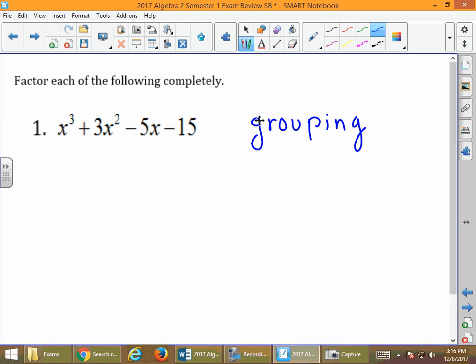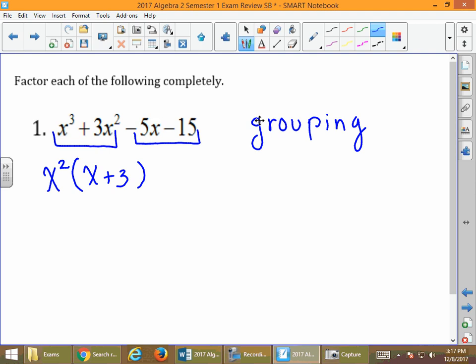When we start this off, we're going to look at the first 2 terms as a group, and we're going to look at the last 2 terms as a group, and then we're going to factor the greatest common factor from there. In our first group, our GCF is x squared, the smallest exponent between those two. When we factor out an x squared, we're left with x plus 3.